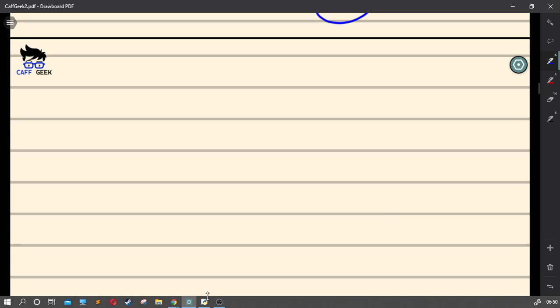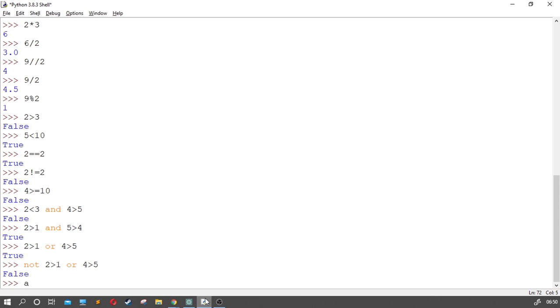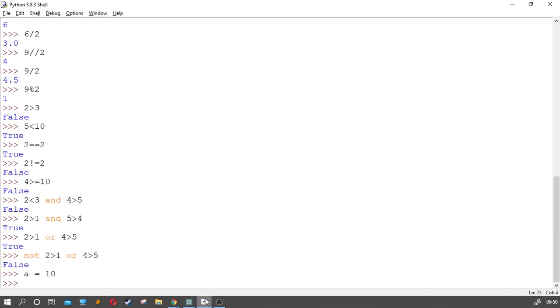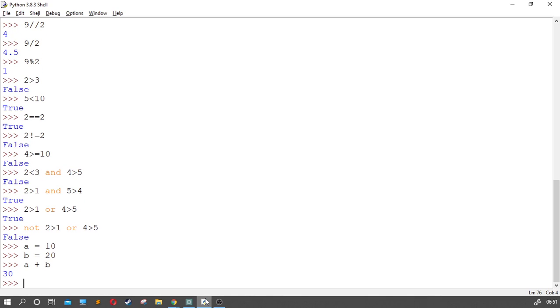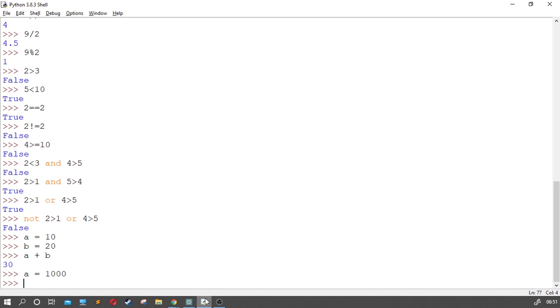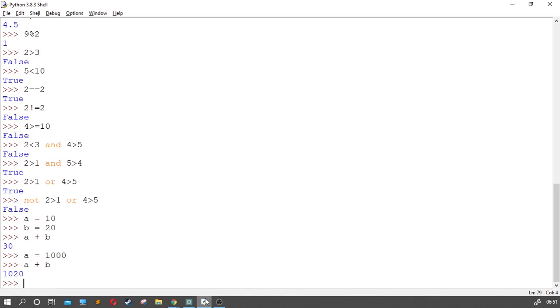Let's take a simple example over here. Let's say we have A is equal to 10. So now the value of A is 10. So A is a placeholder. Let's say B is equal to 20. So we say B has a value of 20. If we go with A plus B, it's 30. Right? Let's go with A is equal to 1,000. Now we are giving A a value of 1,000. We'll go with A plus B. B is still 20. We have not changed the value of B altogether. It is 1,020, I would say.